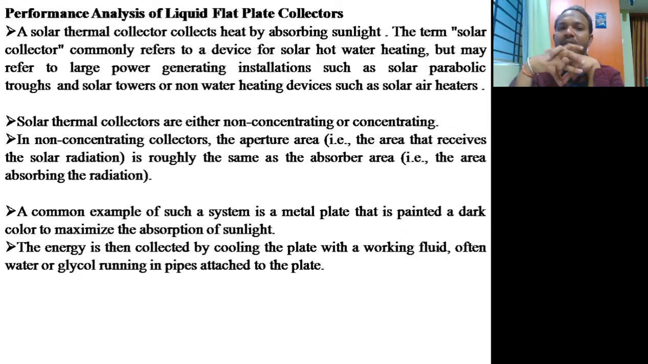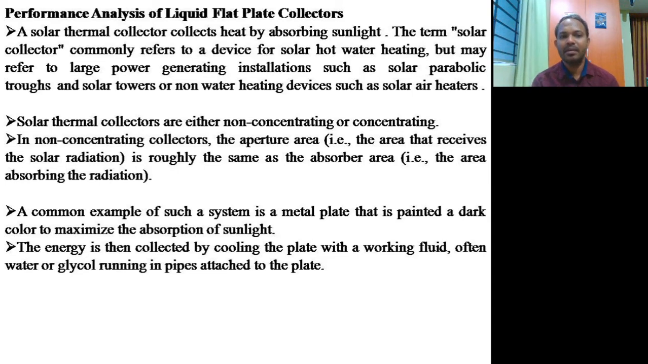Basically, solar thermal collectors collect heat by absorbing sunlight or radiation. The term solar collector commonly refers to a device for solar hot water heating. These flat plate collectors are also used as air heaters, but we are talking in particular about liquid, so I will talk about water only. Even ethylene glycol is in the liquid state, so there is no point in talking about other variations.